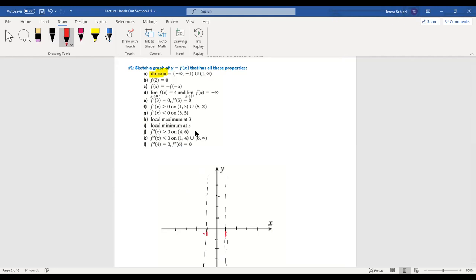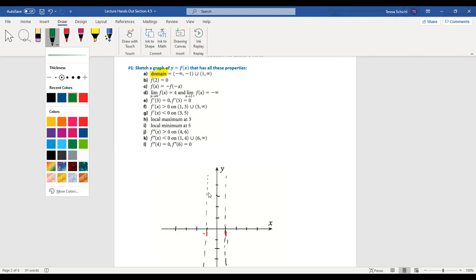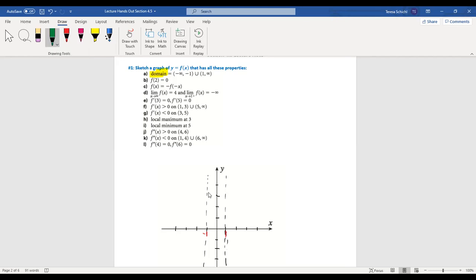So my function cannot be defined between -1 and 1, because my domain specifically says it is from negative infinity to -1 and from 1 to positive infinity. Okay, now let's try to mark our second piece of information: f of 2 equals 0. So that means it's in here, right?